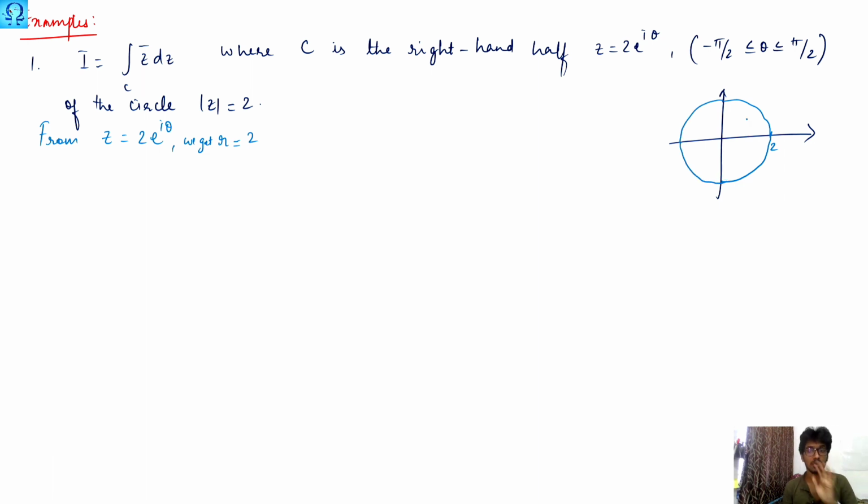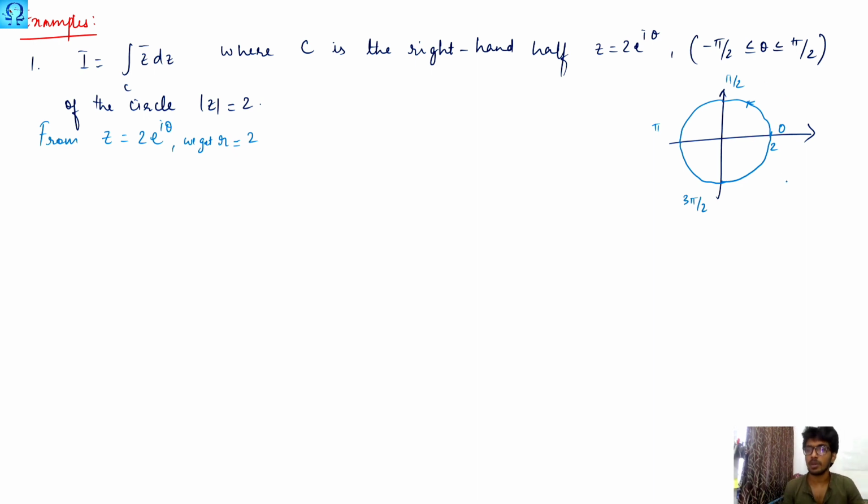We draw a circle of this sort. Here it is specified that theta is ranging from minus pi by 2 to pi by 2. This is the angle theta 0, this is pi by 2, this is pi, this is 3 pi by 2. If we wish to traverse in the positive direction, this is the case.